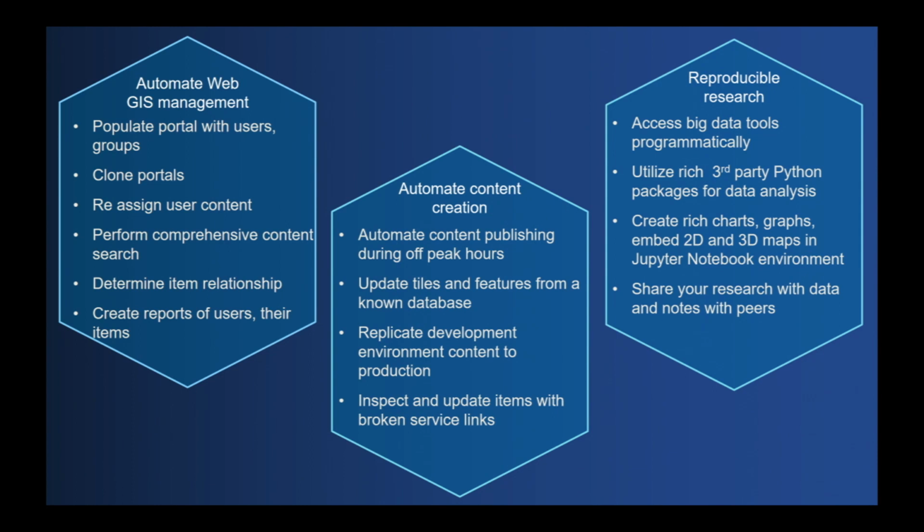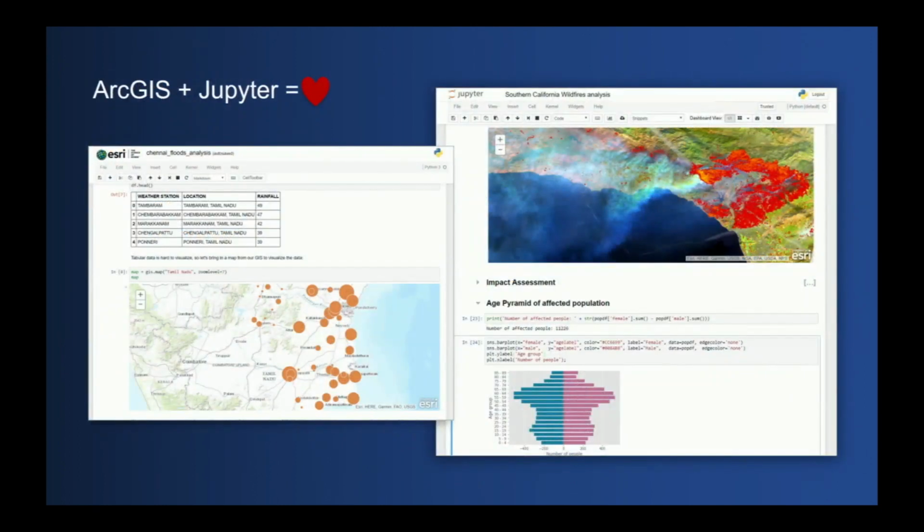And I think most importantly, too, is the ability to share that information and your notes with your peers, right? That's what we're all about, sharing information. That way we're not reproducing anything they have to do. It's all centralized and then they can do that. So what does that all mean today? It's ArcGIS plus Jupyter, right?